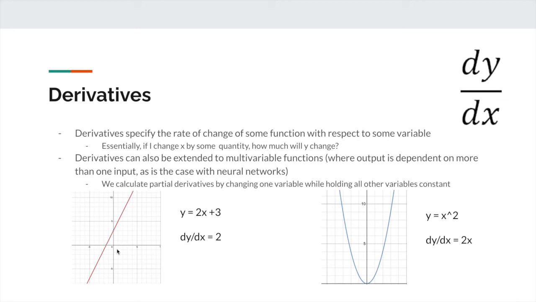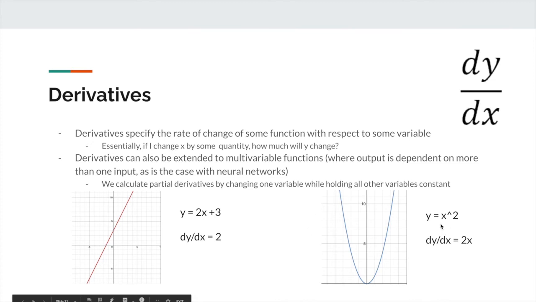So for lines like this, the derivative is always constant. For example, it's just the slope, right? So for this function here, the derivative is 2, and so we basically say that if you change x by some amount, then the resulting change in y will be twice that amount.